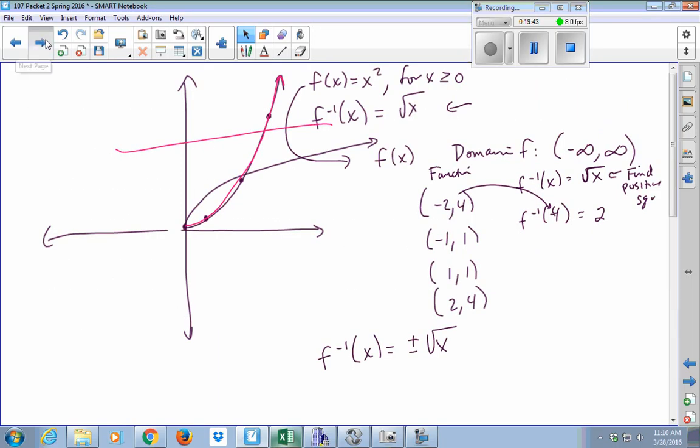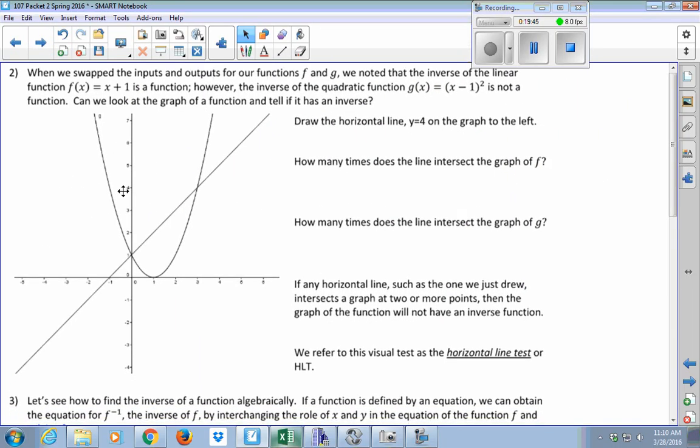All right, and then the other way is right here. We have a visual test. Here I've graphed both functions on the same set of axes, and now we want to know if we can look at the graph of a function and tell if it has an inverse. So notice you can barely see it, but you're always supposed to label your graphs. This has a little G there, and this has a little F right here, but it's barely noticeable. All right. So G is this parabola, and F is this straight line.